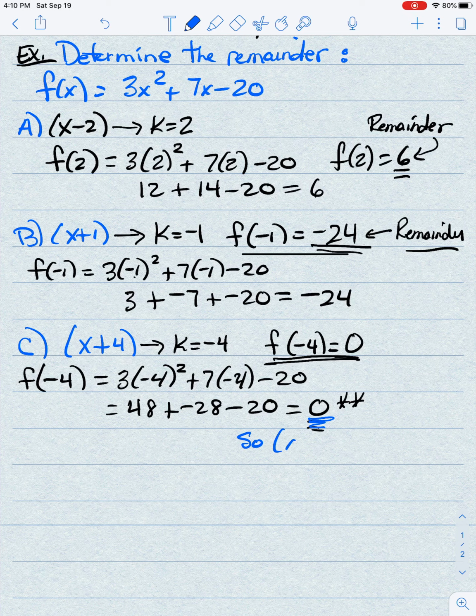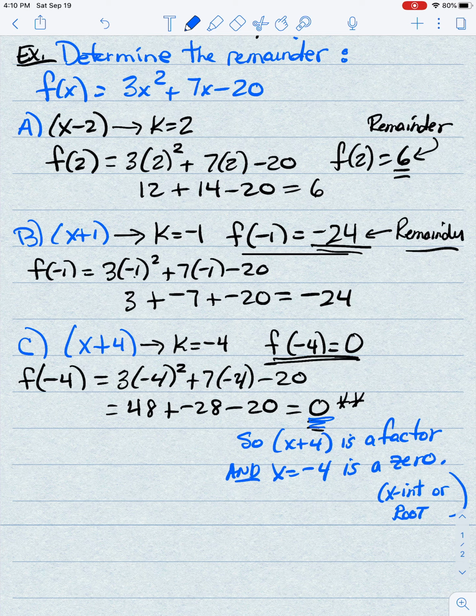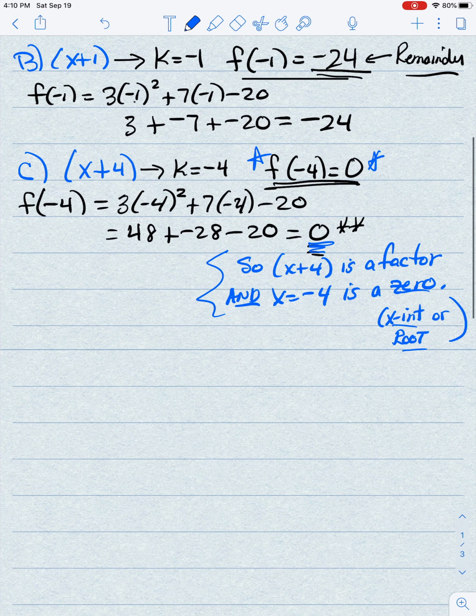So x plus 4 is a factor, and x equals negative 4 is a 0 of our polynomial f of x. Okay, 0, we could call it x-intercept, we can call it a root, all those things. Same thing, different words. So a remainder of 0 tells you all those things.